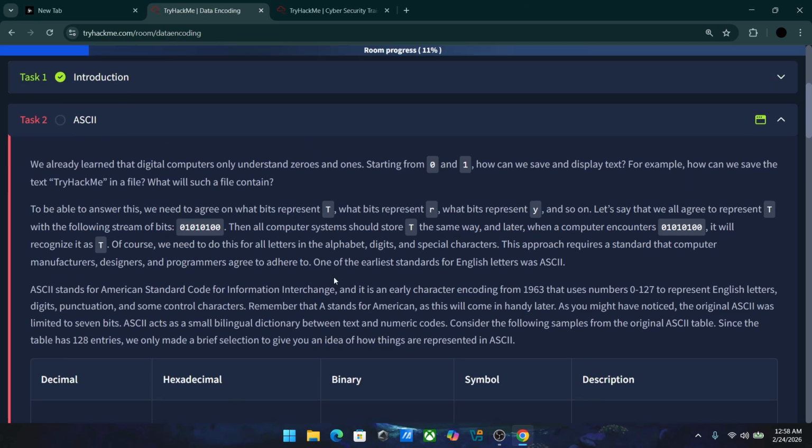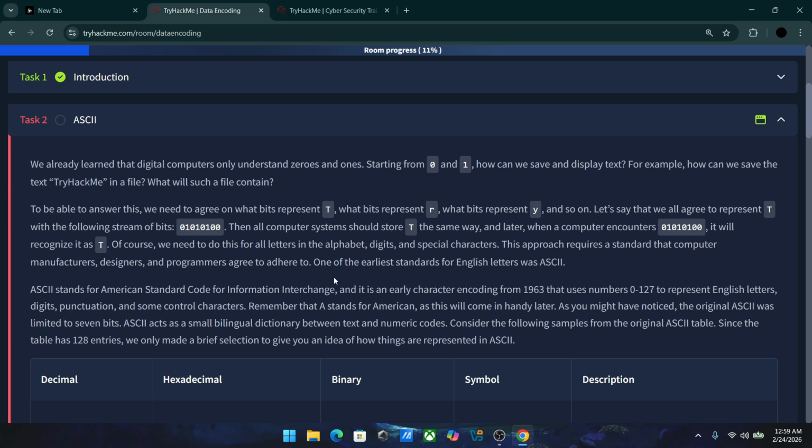ASCII. We already learned that digital computers only understand zeros and ones. Starting from 0 and 1, how can we save and display text? For example, how can we save the text TryHackMe in a file? What will such a file contain? To be able to answer this, we need to agree on what bits represent T, what bits represent R, what bits represent Y, and so on.